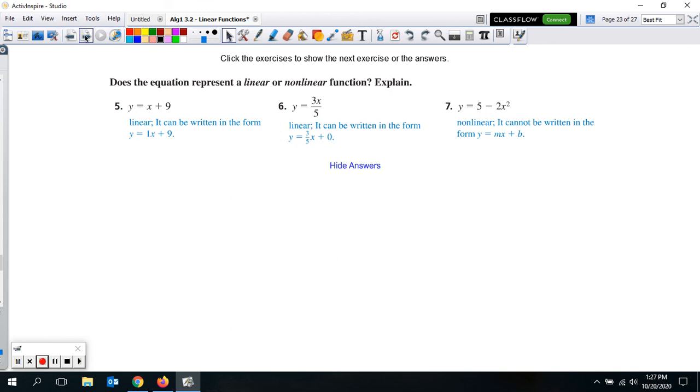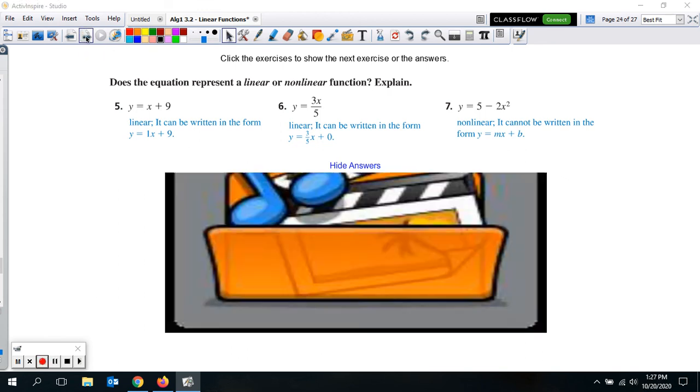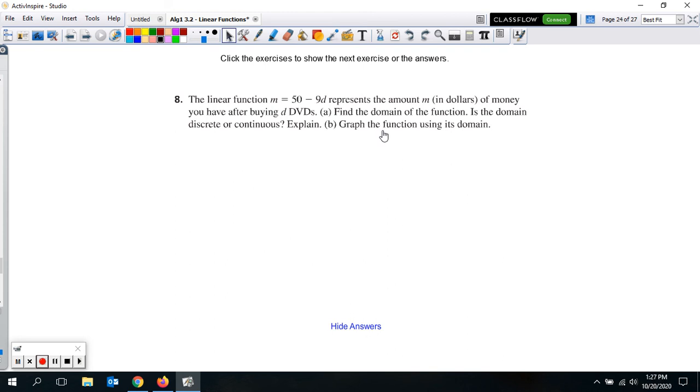Alright, let's look at a few more. Now you don't need to write these ones down, I just want you to see them. So number 8 would be another one about just a situation. It's giving you the linear function here, m equals 50 minus 9d, which represents the amount m of dollars of money you have after buying d DVDs.